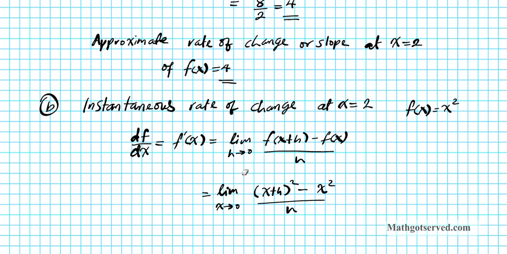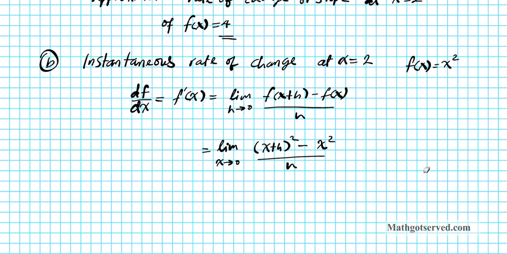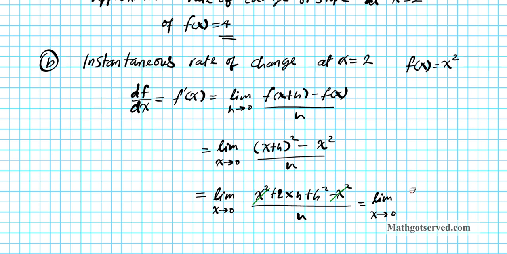Now this will give us the function for the rate of change at any x value. Then when we're done with this whole procedure, we're going to pin our rate of change to x equals 2 by plugging 2 into the resulting function. Let's simplify this. If you expand this component, you have x squared plus 2xh plus h squared minus x squared over h. Now the x squares cancel out. So this is going to become the limit as h approaches 0 of, we can factor out the h, right?